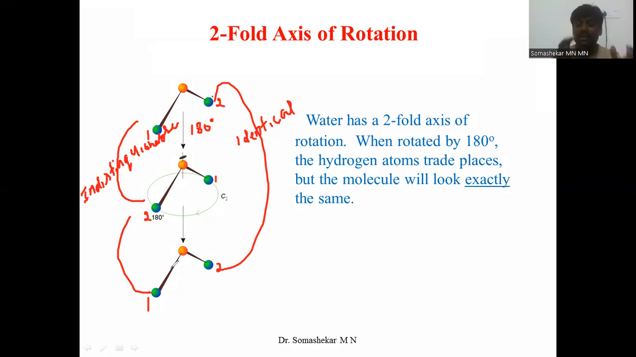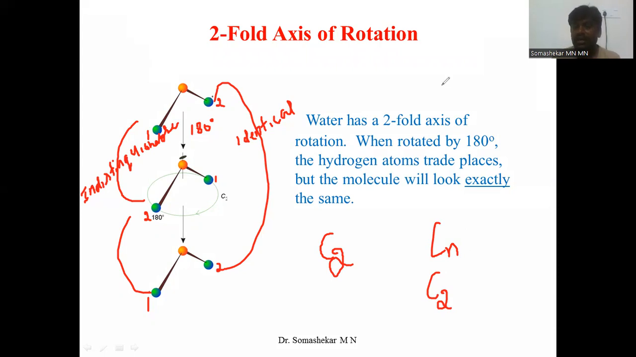So what type of symmetry element does the water molecule have? C2 we have, right? Cn means C cyclic, n. After rotating 2 times, n is 2, we get an identical molecule. That's why the C2 element is there in this water molecule.